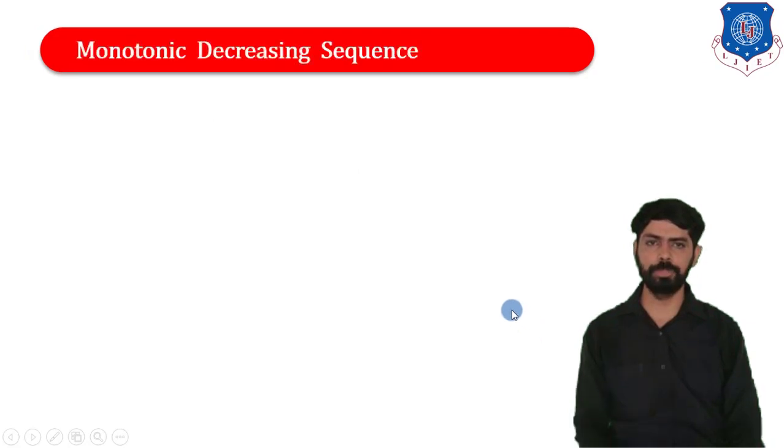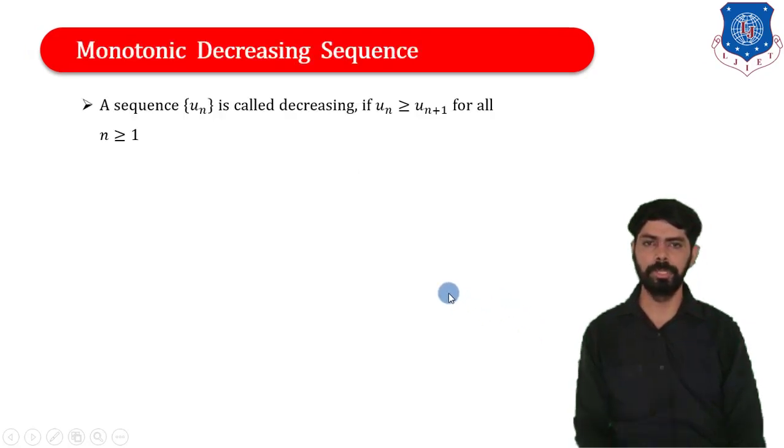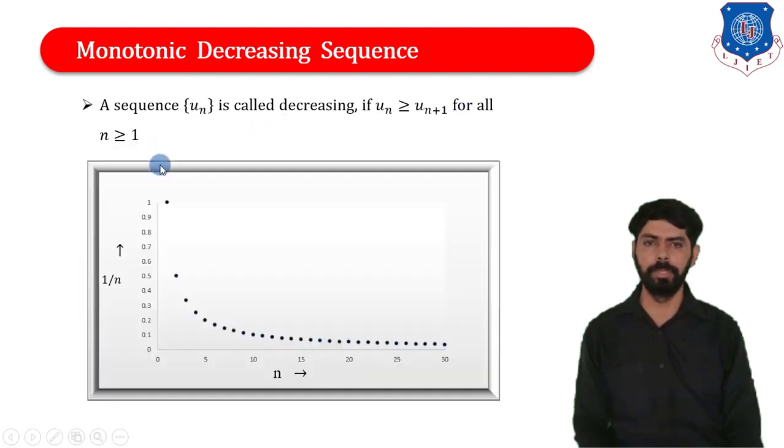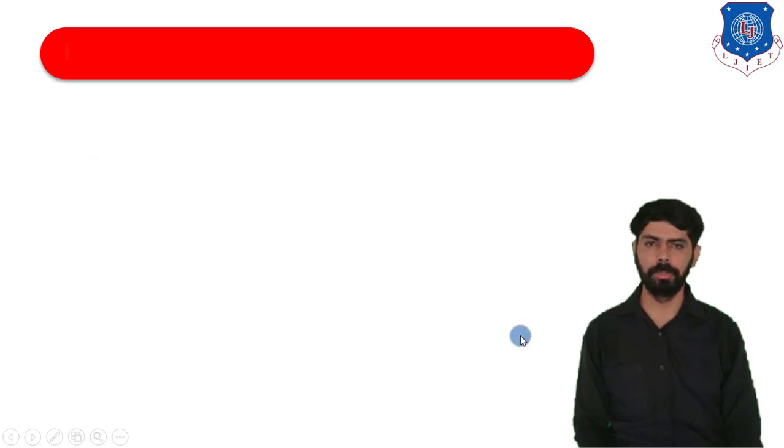Now we will discuss monotonic decreasing sequence. So a sequence un is called decreasing if un is greater than or equal to un plus 1 for all n greater than or equal to 1. So this is a graph of the sequence 1 divided by n. Now here if we put different values of n in 1 divided by n, then we will get this graph, and you can see that this is a monotonic decreasing sequence.